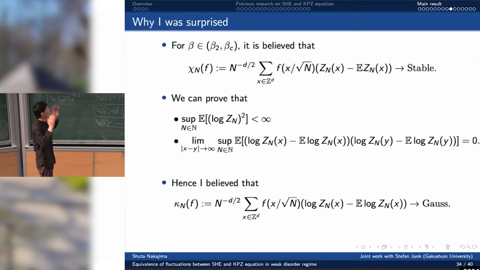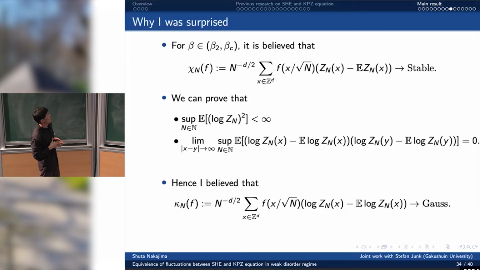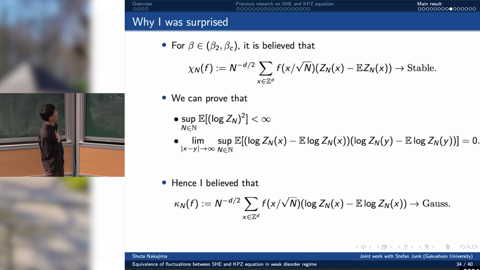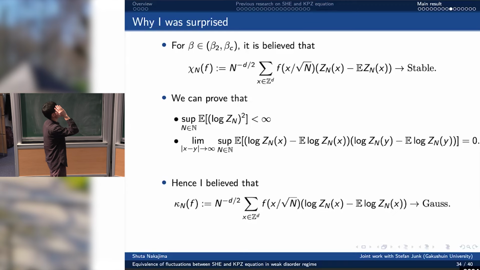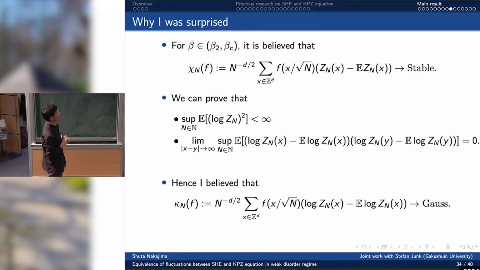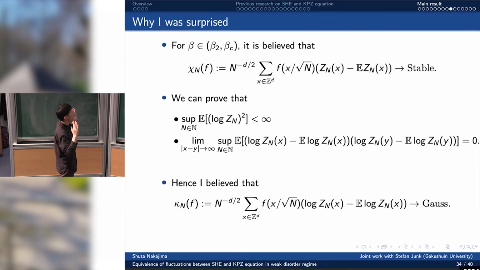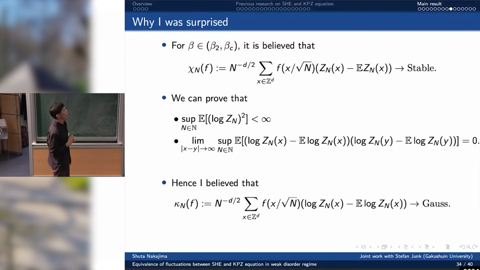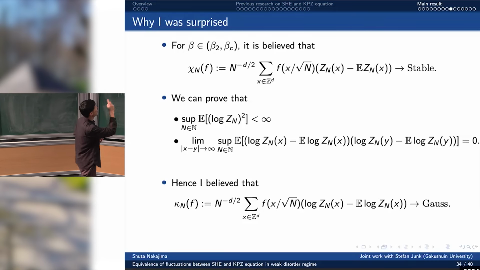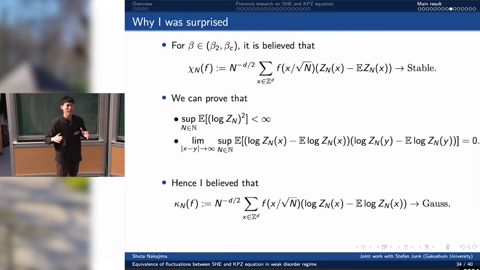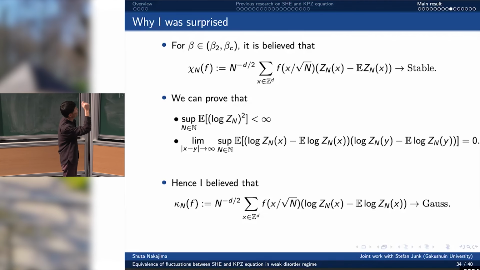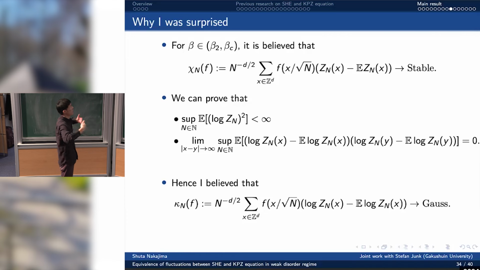Okay, so here I want to explain why I was surprised. Yes, I want to convince you that I'm surprised. For beta larger than beta_2 and less than beta_3, a natural prediction is that the SHE fluctuation converges to a stable type distribution. Because Z_n doesn't have a second moment, just a p-th moment, and p is strictly less than 2. So it is natural to believe that this converges to some stable type distribution.